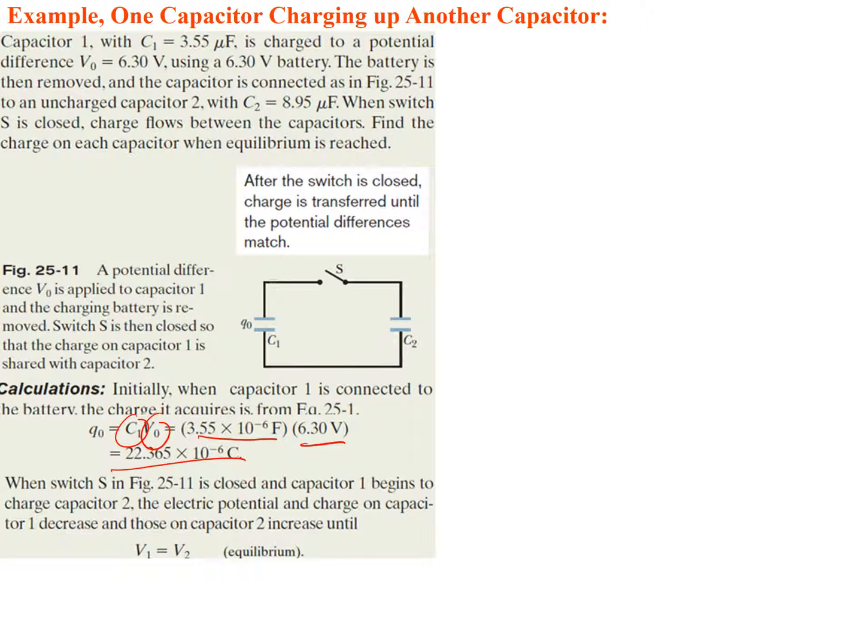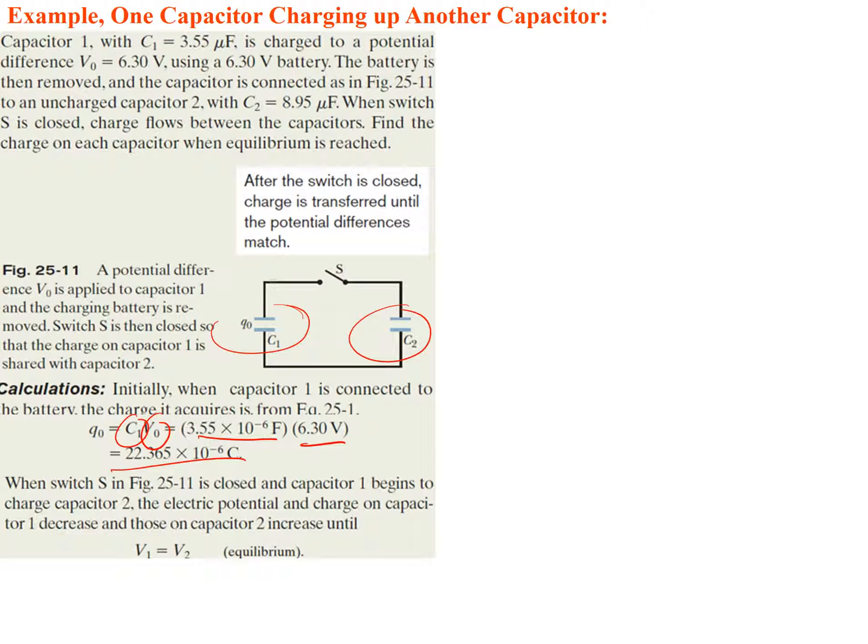Now, when the switch S in figure 25.11 is closed, capacitor 1 begins to charge capacitor 2. So now you have two capacitors in this circuit. They're going to be in series, and there's no battery attached. The electric potential and charge on capacitor 1 is going to decrease, and those on capacitor 2 are going to increase until you reach equilibrium.